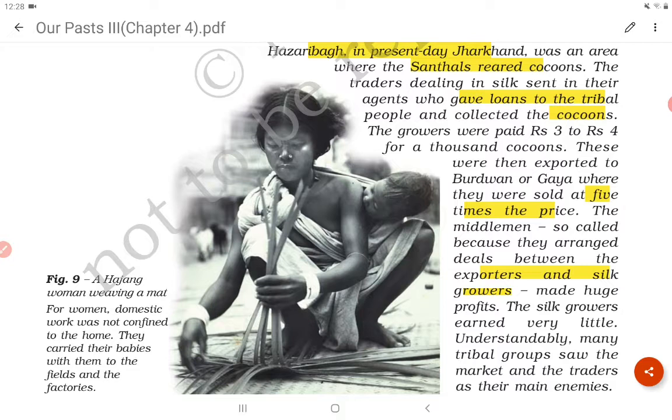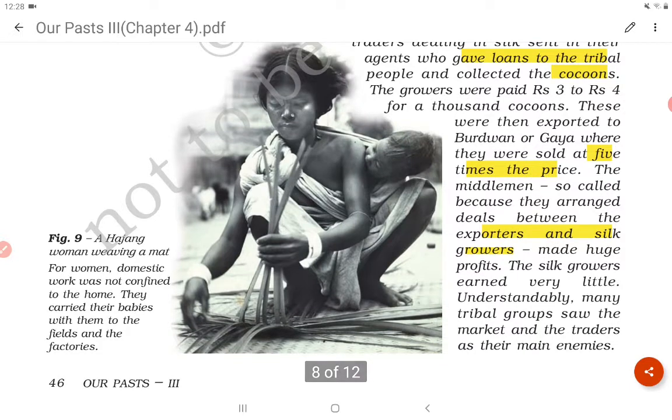The middlemen, so called because they arranged deals between the exporters and silk growers, made huge profits. The silk growers earned very little. Understandably, many tribal groups saw the market and the traders as their main enemies. Figure number 9 shows a Hajang woman weaving a mat.